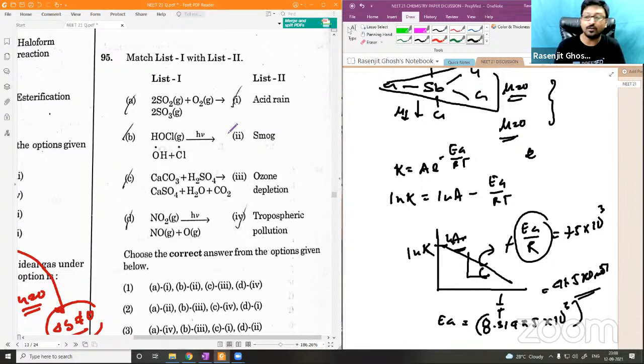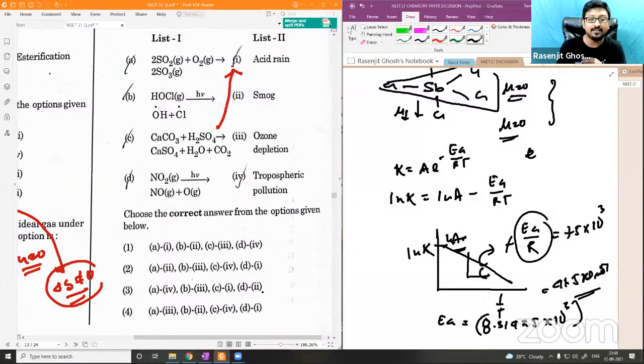First of all, even if you don't know, you can say that this is basically the depletion of calcium carbonate in the presence of sulfuric acid. And why does it happen? We know that the glaze of the Taj Mahal is reducing every day. Why? Due to acid rain. So definitely C will go with option number 1. Right? Next, go to option B. So C1. Which answer is C1? You can see this one.